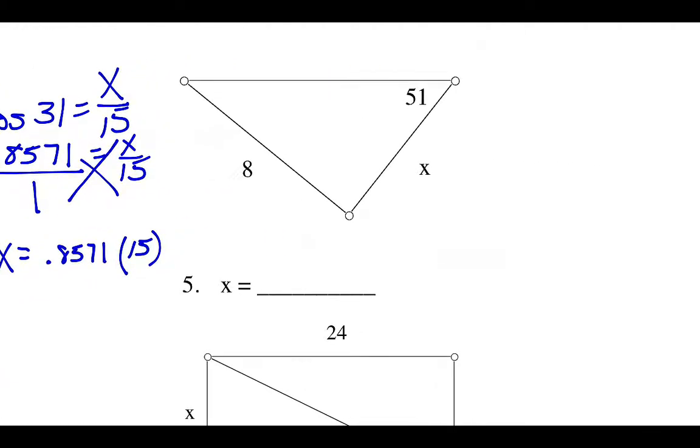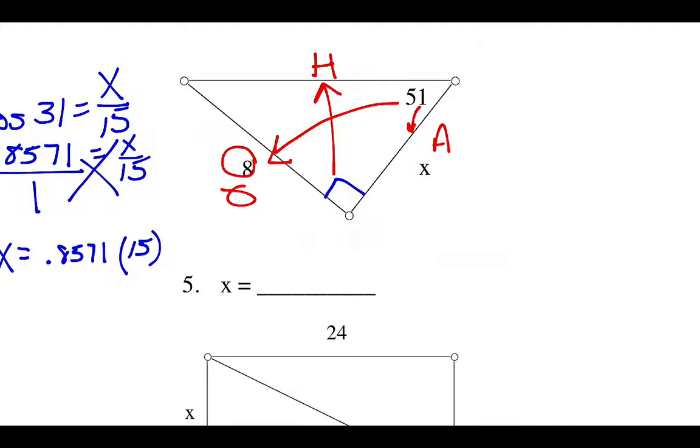On the next one, you'll notice this one does not have a 90-degree angle. So if this does not have a 90-degree angle, I'm forced to use, wait, this one should have a 90-degree angle, sorry. This one also should have a 90-degree angle, so now I need to figure out what relationship I'm looking at. So 51 is across from the 8, so that's my opposite. Across from the 90 is the hypotenuse, and right next to the angle would be my adjacent.